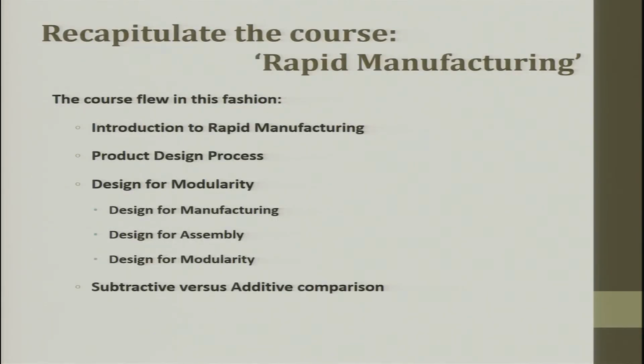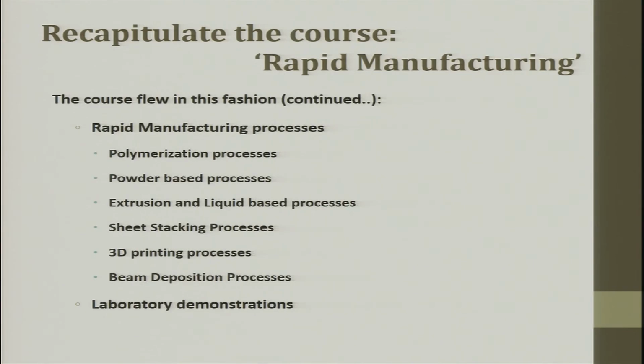So, to recapitulate what we covered in this course, the course flowed in this fashion. Introduction to rapid manufacturing was done, and I gave you an example. I taught you about rapid manufacturing and rapid tooling, and I talked to you about indirect tooling also. Then we talked about product design processes, design for modularity. In that, design for manufacturing, assembly and design for modularity were discussed. Then we also saw the advantage of subtractive process versus additive process comparison.